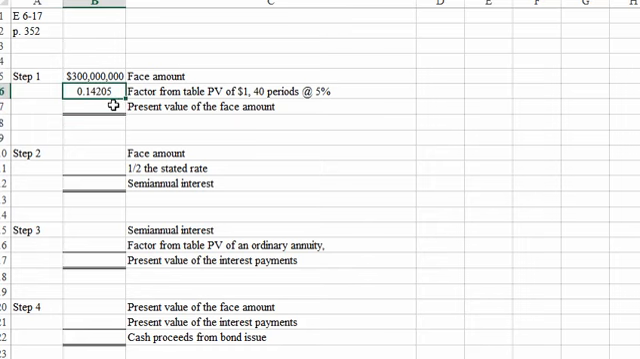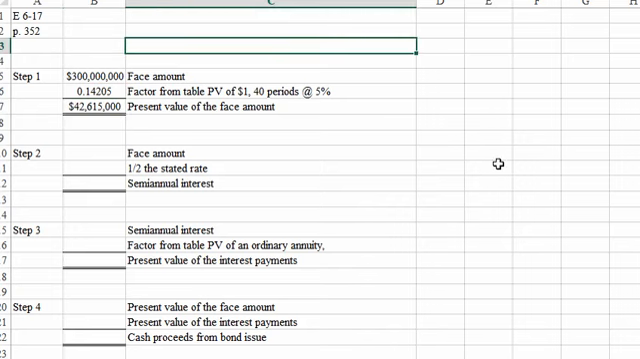All right, then we're going to multiply those two together. So it's going to be equal to 300 million times our factor. And we get, what, 42,615,000. That's what 300 million is worth, assuming interest is paid every 6 months at 5%.